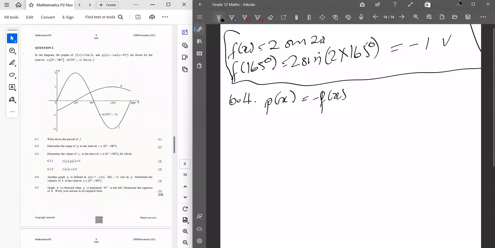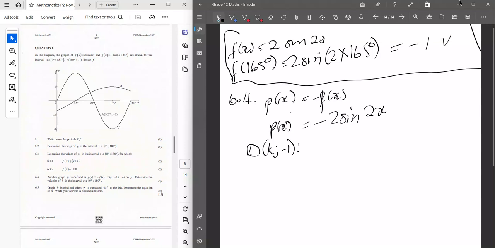Okay? First thing first, what is P of x? It is equal to negative f of x. What is f of x? F of x is -2 sine 2x. Right? That's what it is, isn't it? Now, we are looking for the value of k. So P of x is equal to this. If you like, you can say, okay, now we use point D, which has coordinates k and -1.